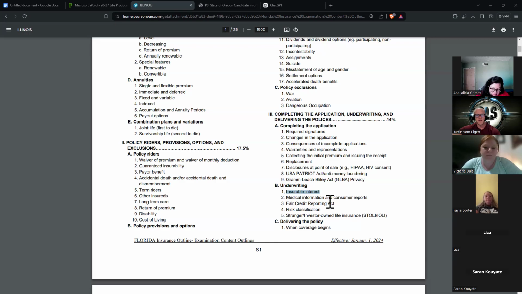All right. Medical information and consumer reports. So medical information is obtained from the prospect, the insured, the proposed insured. They typically check the Medical Information Bureau. The Medical Information Bureau is a company that insurance companies report their information to. So they kind of share data. They do it to help each other out.